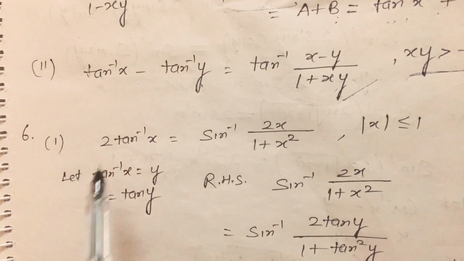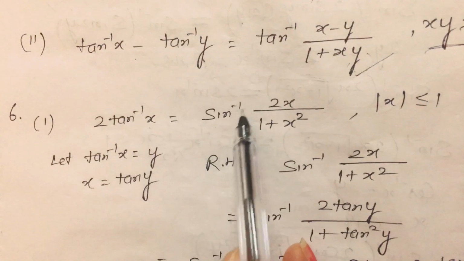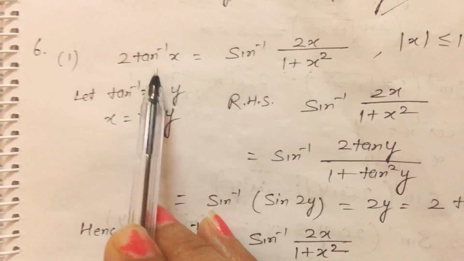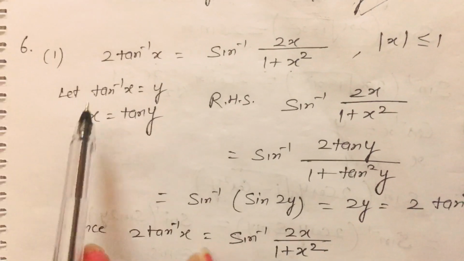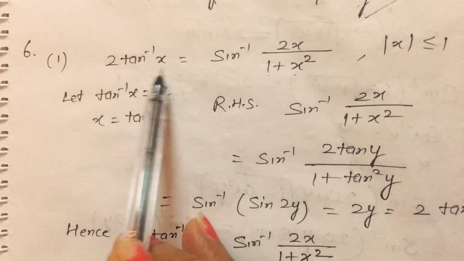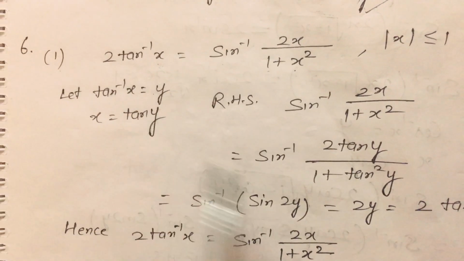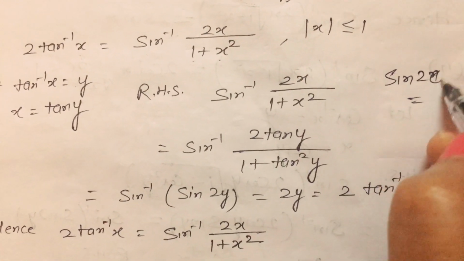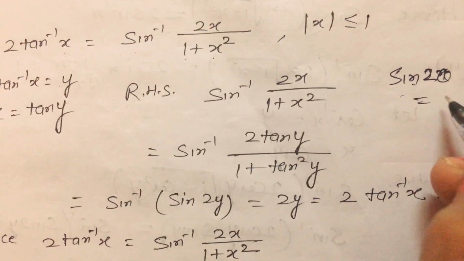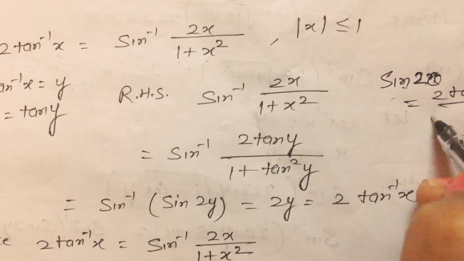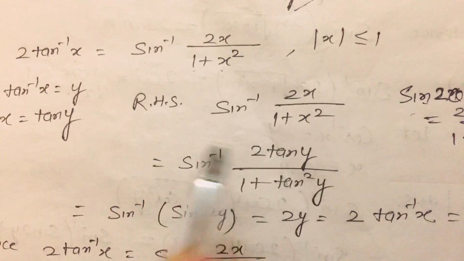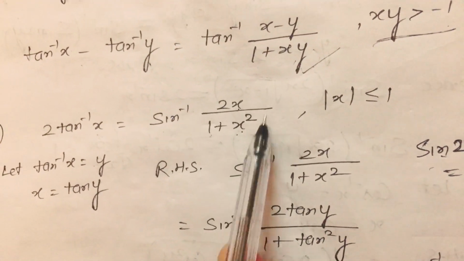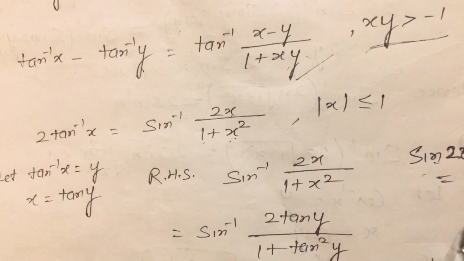Now come to the sixth property. 2 tangent inverse x is equal to sine inverse of 2x upon 1 plus x square. For showing this, we will take the small value, tangent inverse x, as y, and we know the sin 2x formula. In trigonometry we have done this formula, sin 2 theta is equal to 2 tan theta upon 1 plus tan square theta. So look at this, if x is equal to tan theta here, then it will be 2 tan theta upon 1 plus tan square theta, which is sin 2 theta. So we will use this formula here.